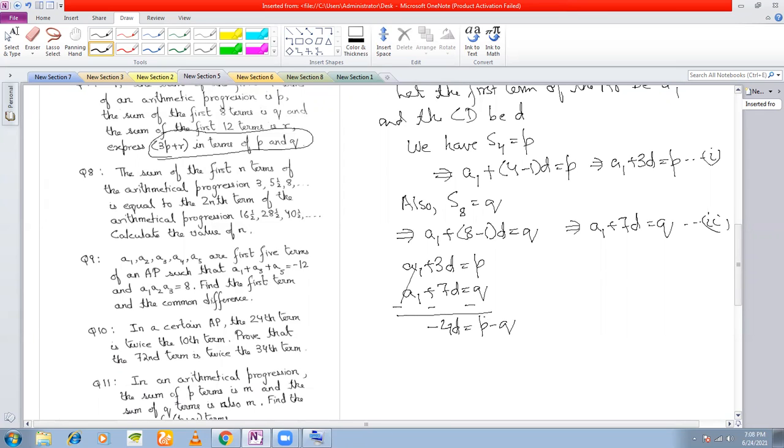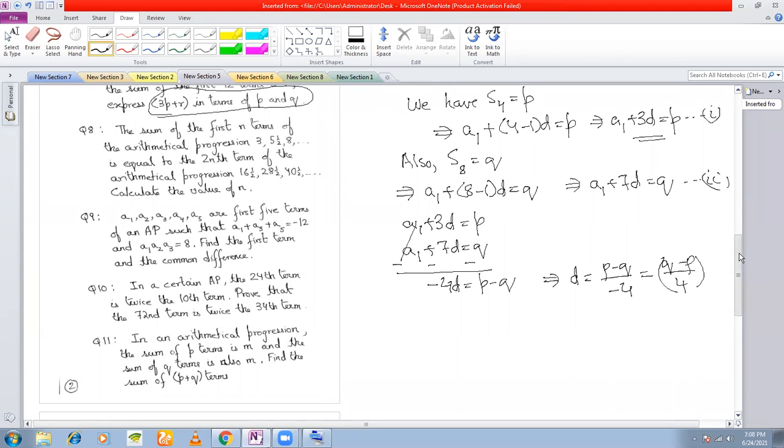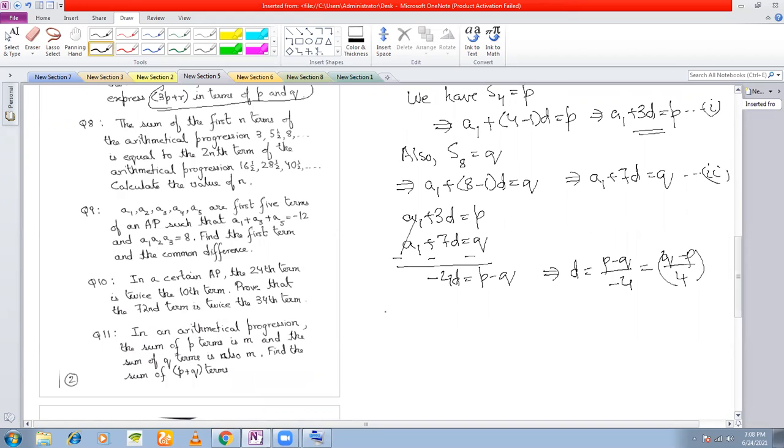Therefore D is equal to (P minus Q) by minus 4, which can be written as (Q minus P) by 4. We have got D. Now we want to get A1. Put the value of D in equation number 1, just as we solve simultaneous equations. From 1, A1 plus 3 times the value of D we have got, (Q minus P) divided by 4, is equal to P.